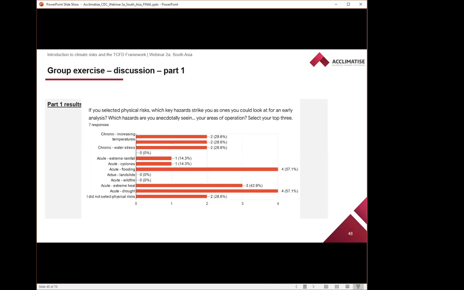For physical risk, we saw you listed out acute hazards, which is flooding and drought as the ones that seem to be most important to you, as well as extreme heat. Chronic, the two, should be two hazards there, actually there's 3, apologies. There's equal interest in those.